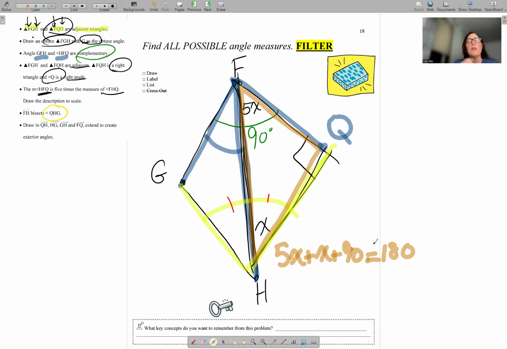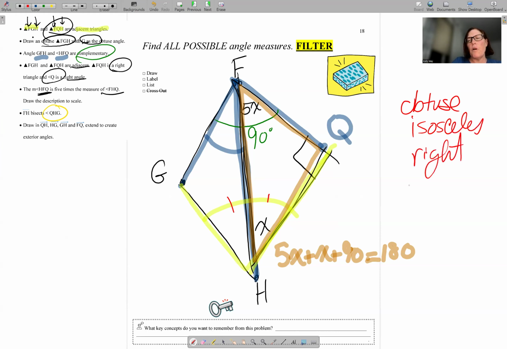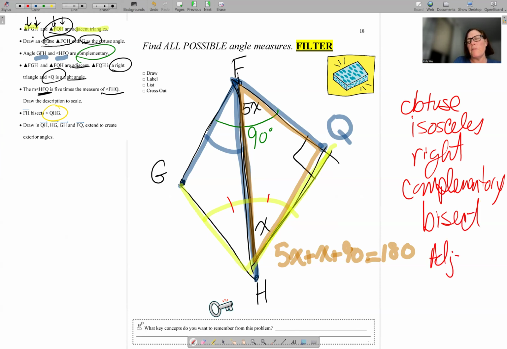All of that vocabulary you need to be familiar with. There was a lot of vocabulary here. Vocabulary like the word obtuse. Isosceles. Right. Complementary. Bisect. Adjacent. You need to be familiar with all of that vocabulary.